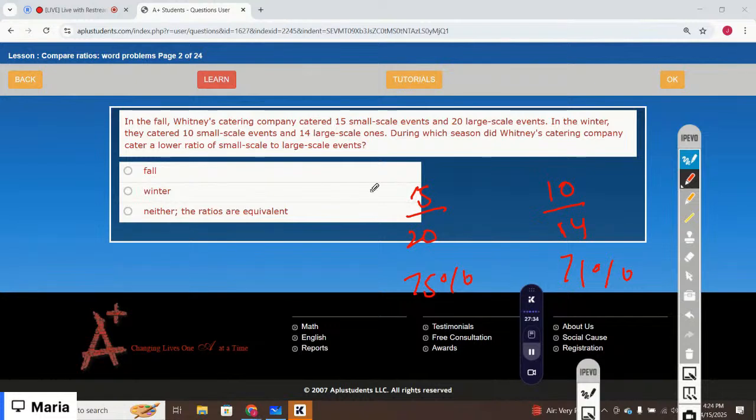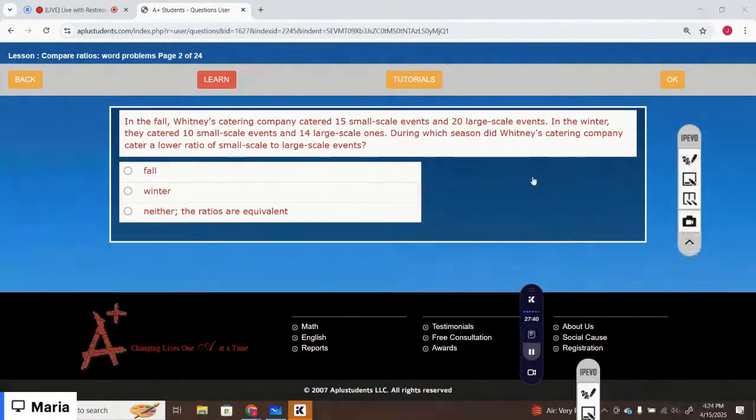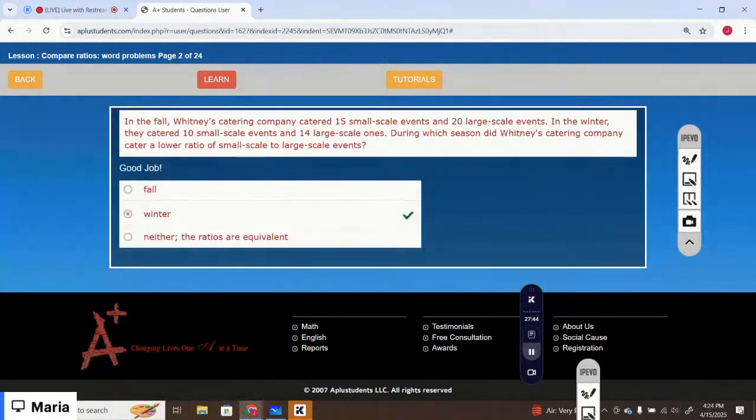The question asks who has the lower ratio. So that means winter has the lower ratio. So the correct option is winter. Option number two is the correct option.